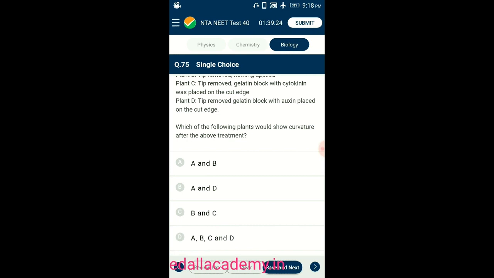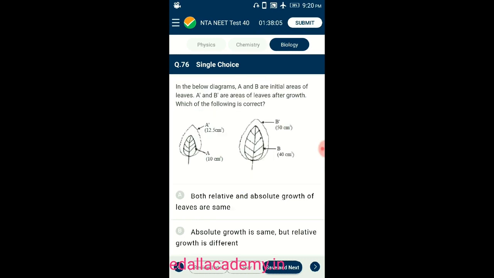In plant A, redistribution of auxin leads to curvature, whereas removal of tips in plant B leads to no auxin synthesis and no curvature. However, in plant D, where a gelatin block with auxin is placed, due to auxin redistribution, the curvature is observed. So the answer for this question is option B, A and D from the given.